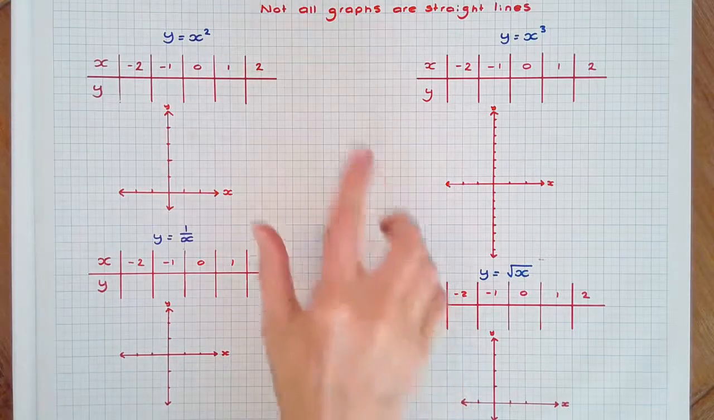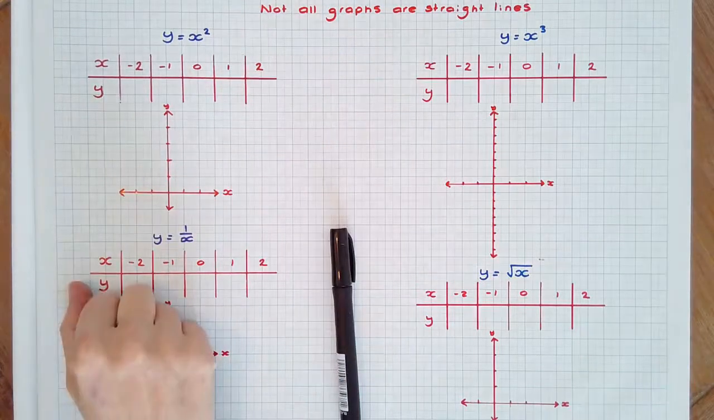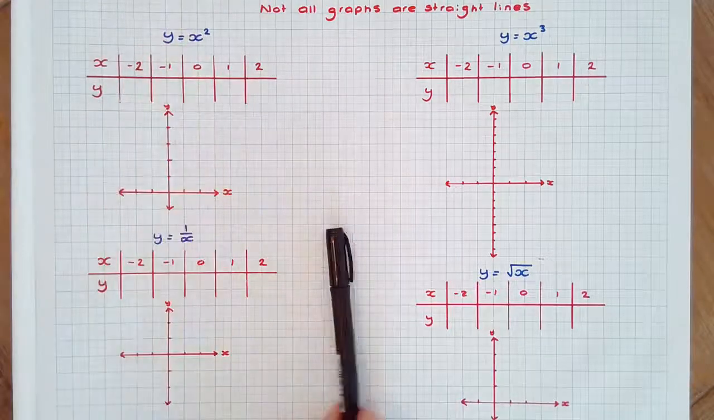In this video, we're going to see that not all graphs are straight lines in the form y equals mx plus c. Here we've got 4 examples. Firstly, y equals x squared.